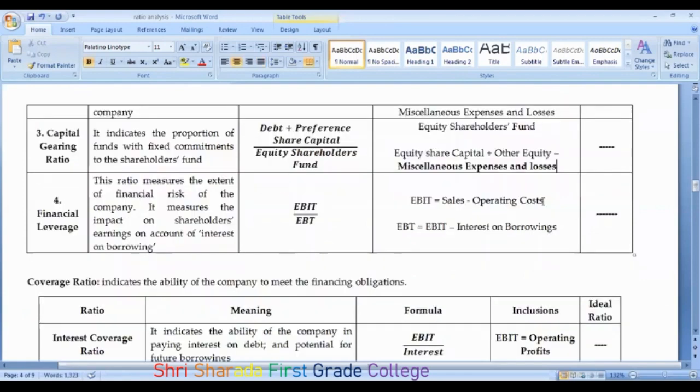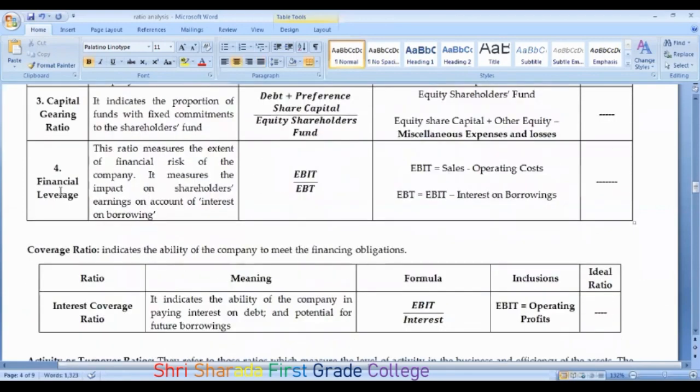Clear? Very important to be noted down. And what is financial leverage? As I told you, this financial ratio, the leverage, is especially used to measure the extent of financial risk of the company. What is the financial risk? Whether the company is able to invest, or whether the company is suffering from any financial circumstances, will be analyzed with the financial leverage only.